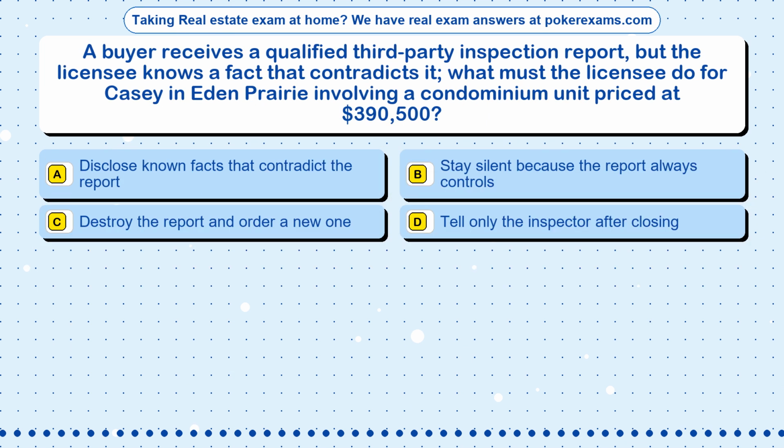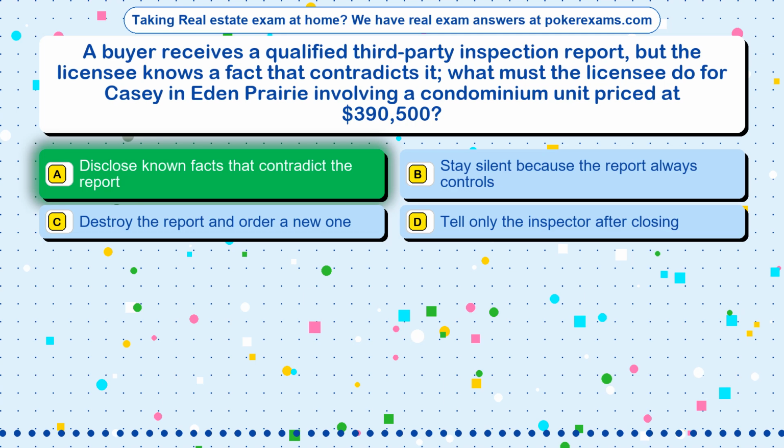Question 9. A buyer receives a qualified third-party inspection report, but the licensee knows a fact that contradicts it. What must the licensee do for Casey in Eden Prairie involving a condominium unit priced at $390,500? Option A, disclose known facts that contradict the report. Option B, stay silent because the report always controls. Option C, destroy the report and order a new one. Option D, tell only the inspector after closing.